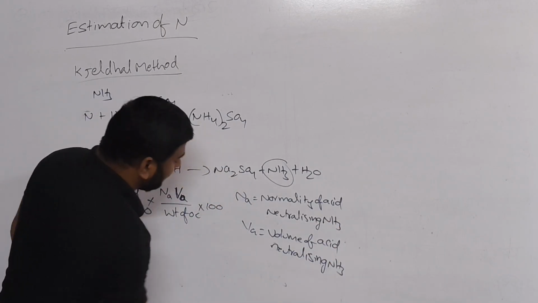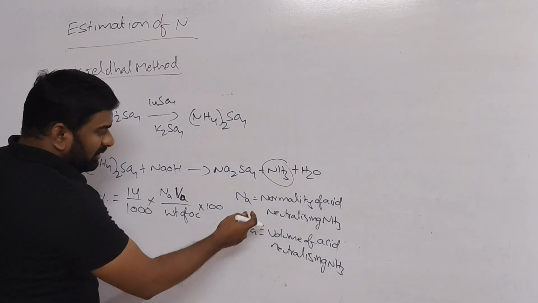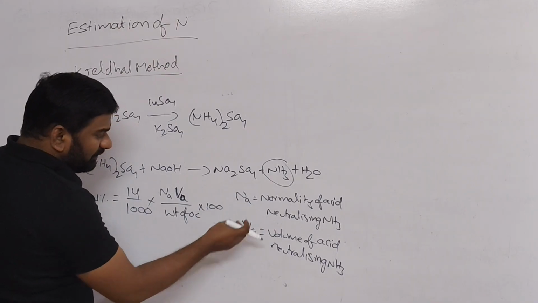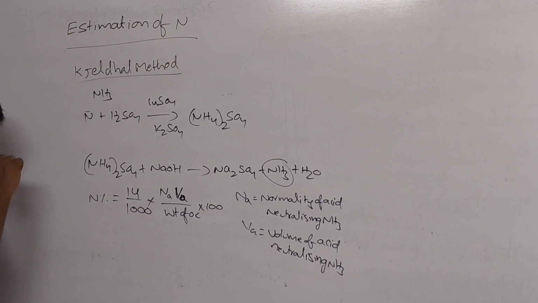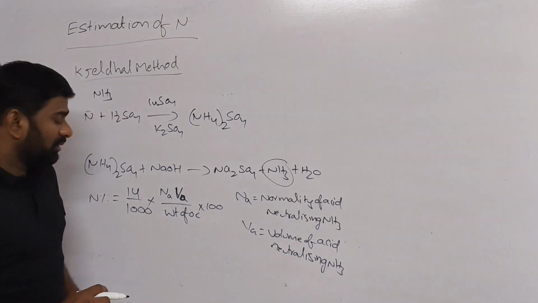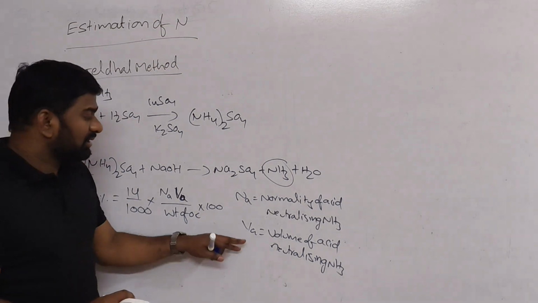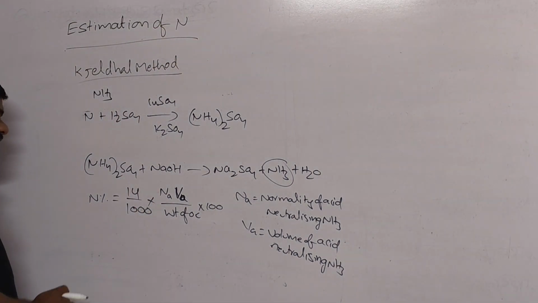Sometimes they will give the values of acid directly, the neutralized values. The volume of acid neutralized or normality of acid neutralized, they directly give. In that case, you can directly substitute in the formula.